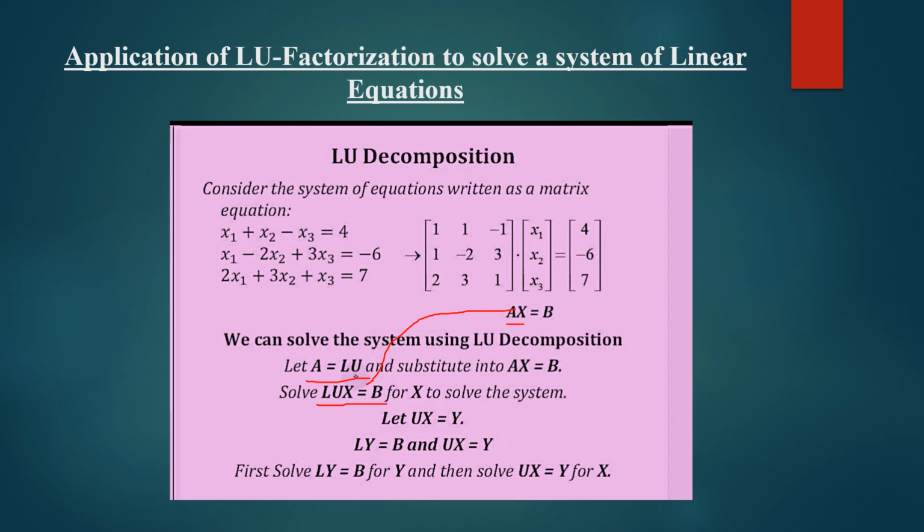Now to solve this equation for x, first of all we take this part Ux equal to some y, then we write it as Ly equal to B. We solve for this part first, and after that we apply Ux equal to y to solve for x. Maybe it will be difficult when you go through this definition part, but it will be clear once you go through the problem.